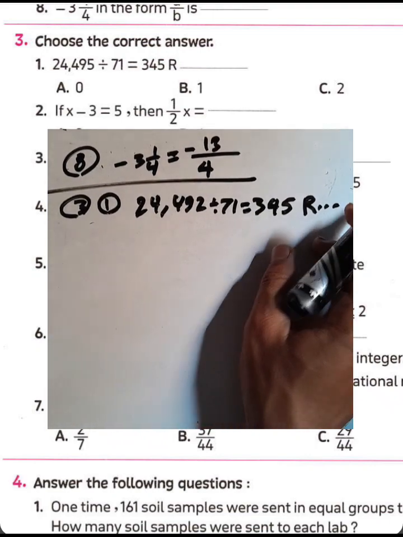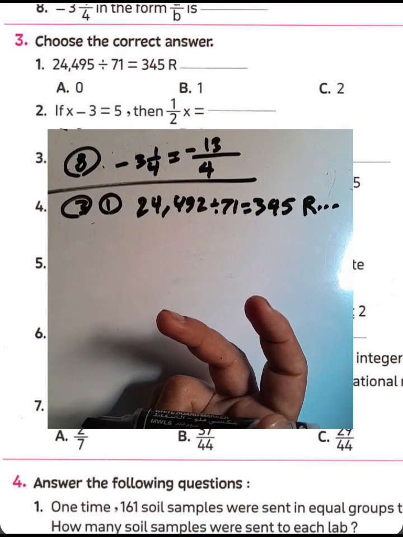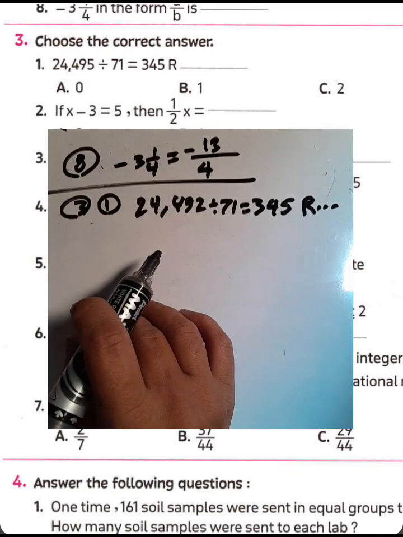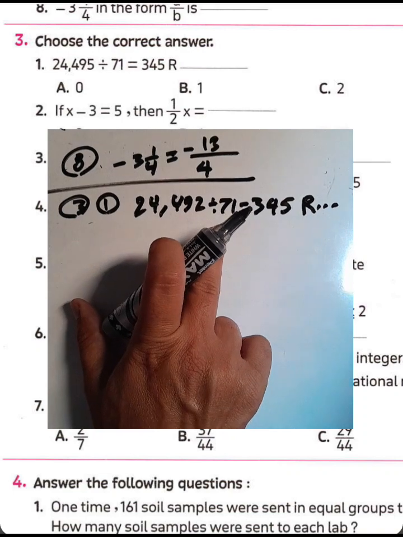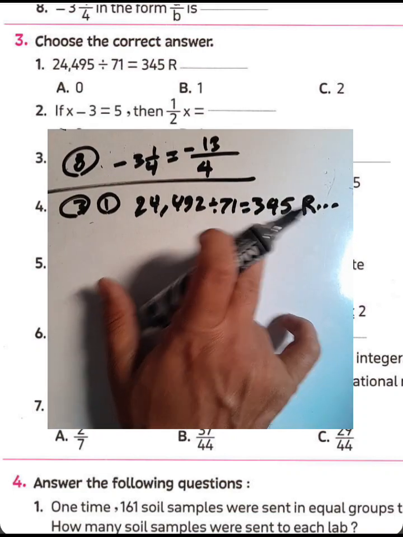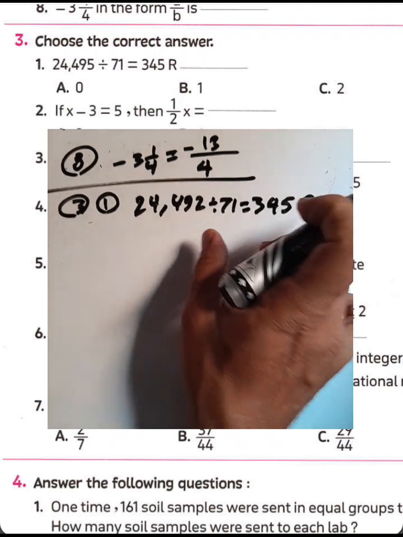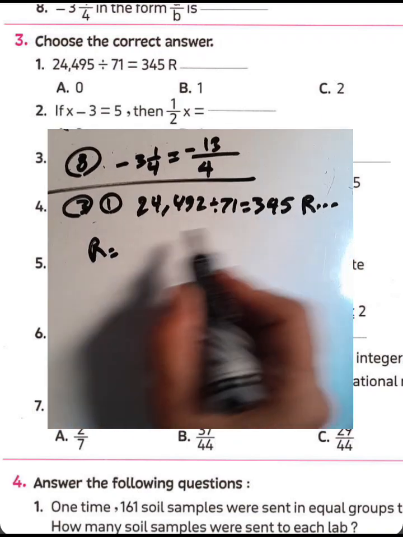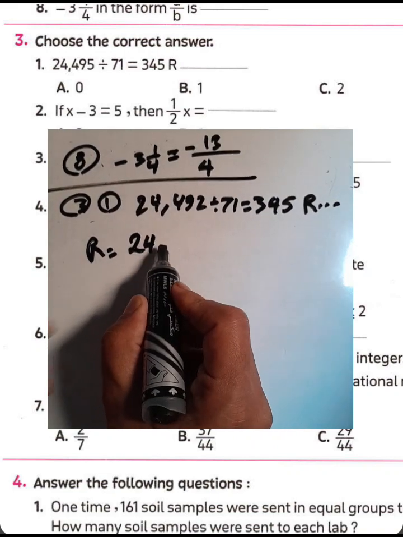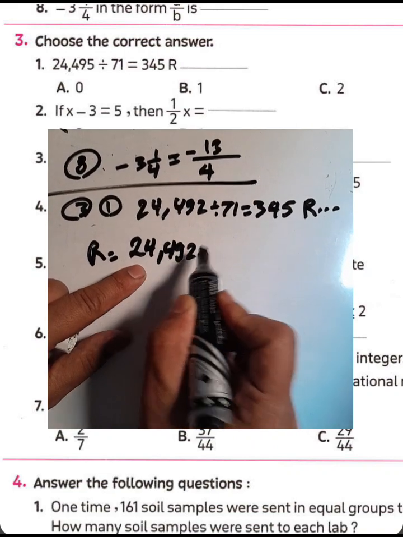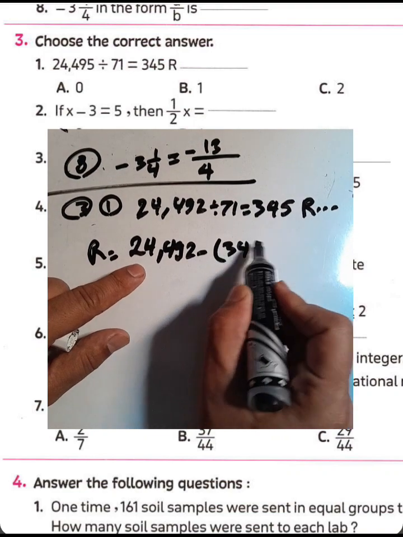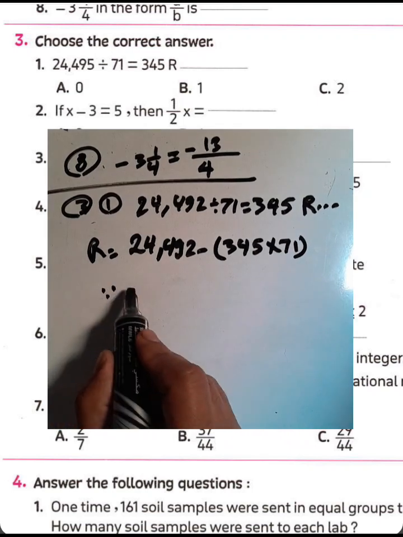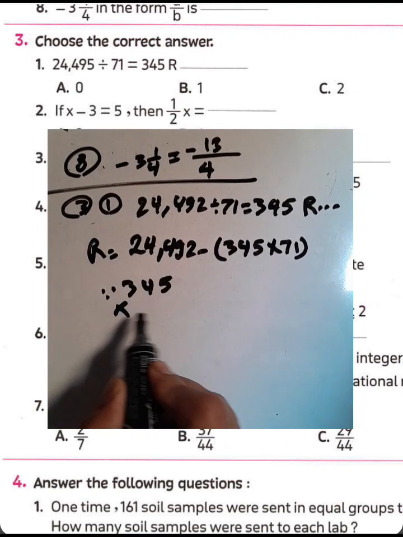To find the remainder we have two solutions. The first solution: you can do the long division between the two numbers and then find the remainder. Or we can find the remainder by multiplying the quotient by the divisor and subtracting the result from the dividend. Then the remainder will be 24,492 subtract the multiplication between 345 and 71.